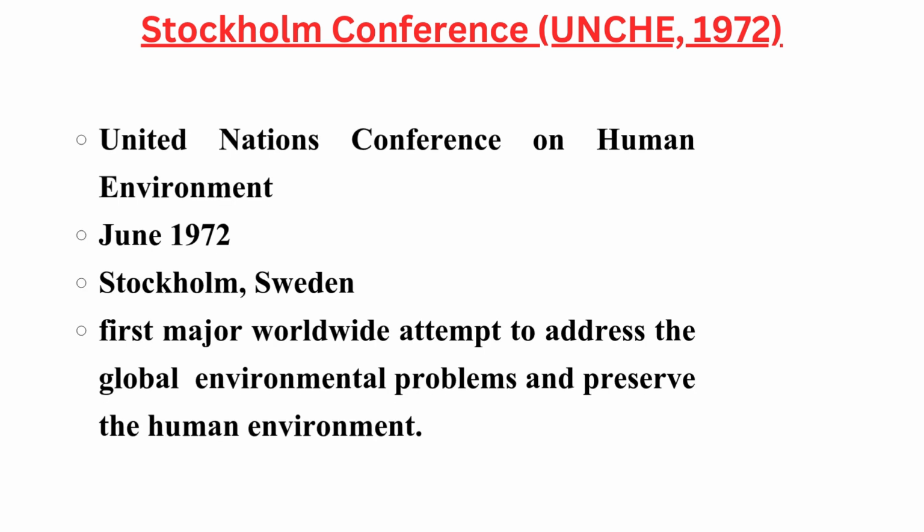The Stockholm Conference was also known as the United Nations Conference on Human Environment. It was signed in June 1972 at Stockholm, Sweden. That's why it was called the Stockholm Conference. It was considered the first major worldwide attempt to address global environmental problems and preserve the human environment. Also, it was considered the world's first global conference on environment. Under the Stockholm Conference, different agencies and agreements such as the Stockholm Declaration, Stockholm Convention, and United Nations Environment Program were formed. International organizations were compelled to take several measures to deal with environmental problems.